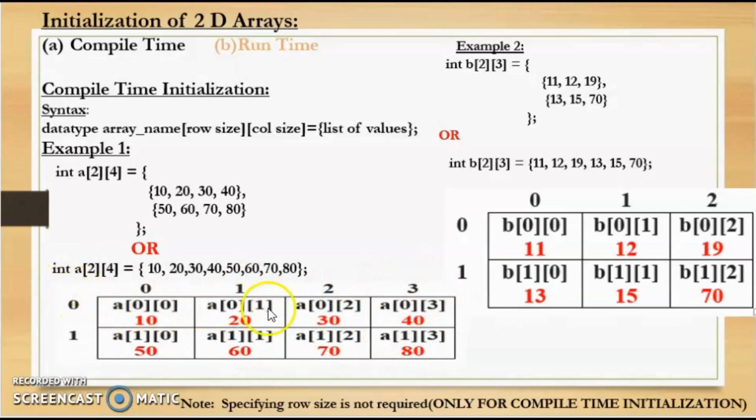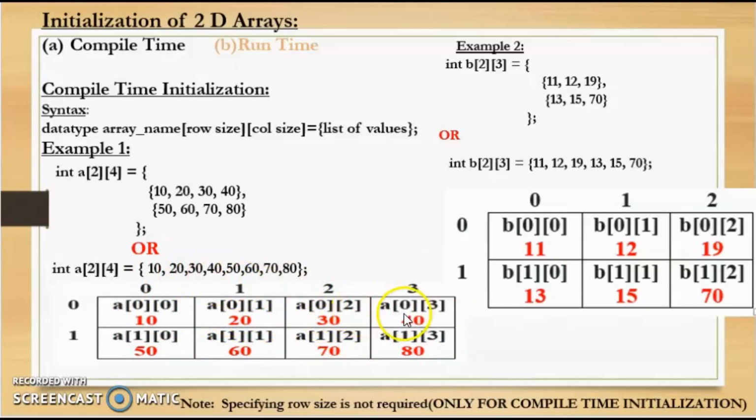Now these are the positions. So this position will be A of 0, 0 because this is the 0th row, 0th column. This will be 0, 1 because the 0th row first column. This will be 0, 2 because this is the 0th row second column. And similarly for the other elements. So the elements will be stored in order. That is, this first element 10 will be stored at A of 0, 0. Then second element 20 at 0, 1. Then the third element 30 at 0, 2.